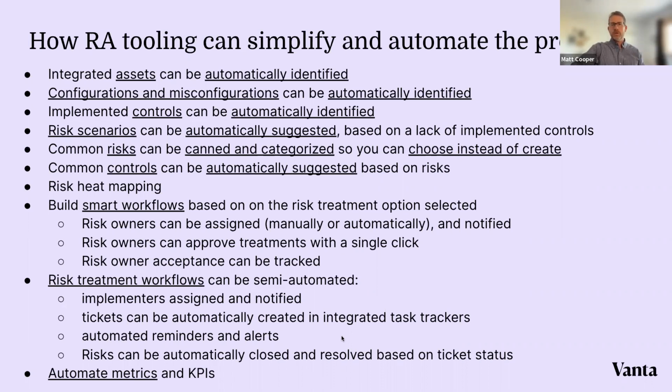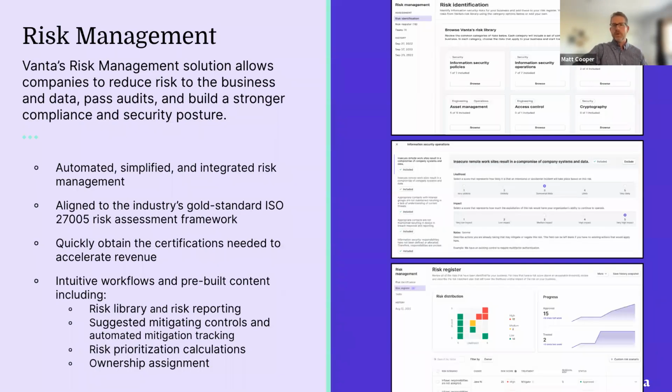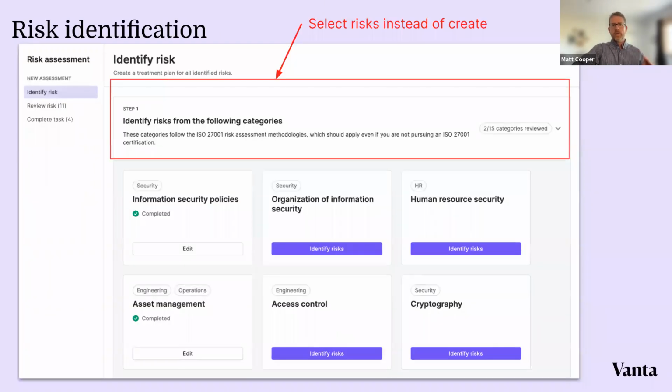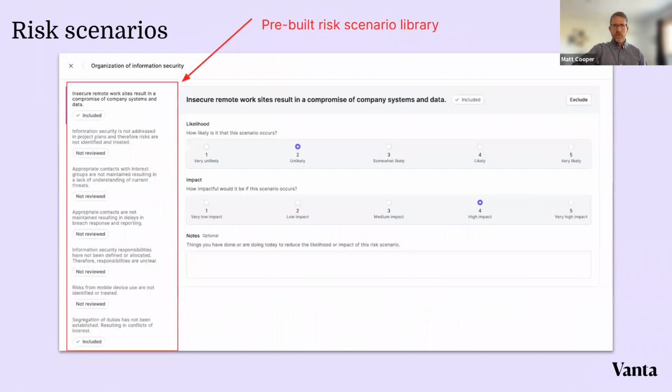Vanta just put out a new risk tool. I'm just going to show a couple of slides to show how that looks in the real world. We can move to the next one. And you can come back and watch this webinar recorded and take a deeper look at some of these screens. But there's buckets and categories of risks, which you can then select from instead of having to create them from scratch. Next one. There's a pre-built risk scenario library that you can choose from that's drawn from common sources that are applicable to many different environments.